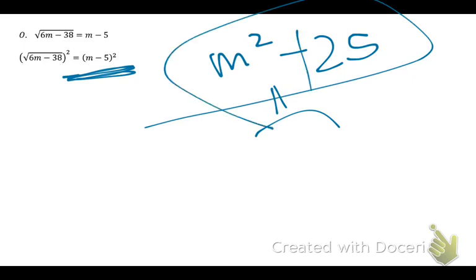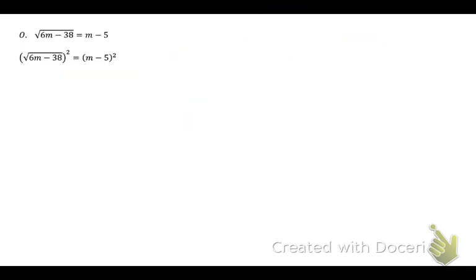That is wrong. Okay? Remember, if you have m minus 5 squared, that means that you have m minus 5 times m minus 5. And you have to FOIL that. You have to use the box. You have to use distribution. That is not m squared plus 25. That is not m squared minus 25. It is actually m squared minus 10m plus 25.